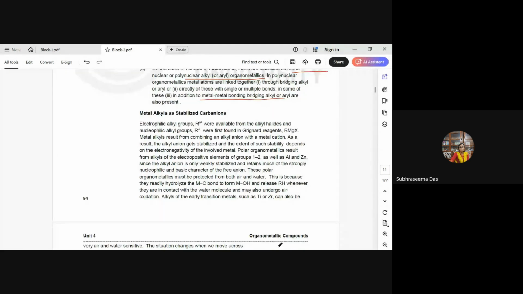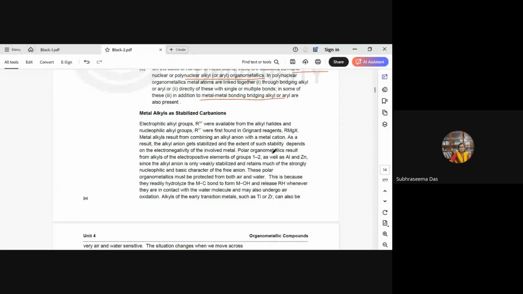Now, metal alkyls as stabilized carbanions. Here we know that electrophilic alkyl groups are available from alkyl halides, and nucleophilic alkyl groups were first found by Grignard, in the form of RMgX. The metal alkyls result from combining an alkyl anion with a metal cation. As a result, the alkyl anion gets stabilized, and the extent of such stability depends on the electronegativity of the metal involved.